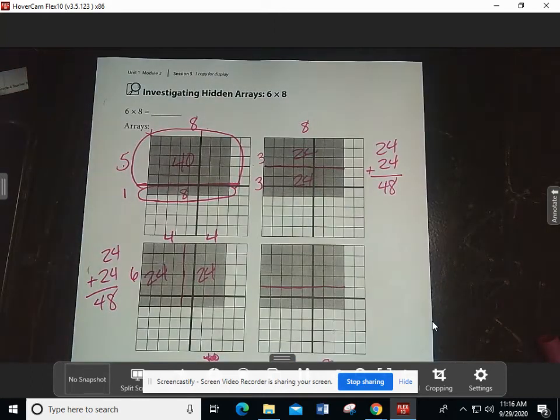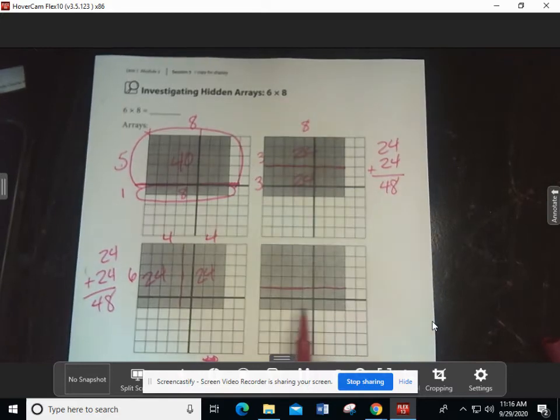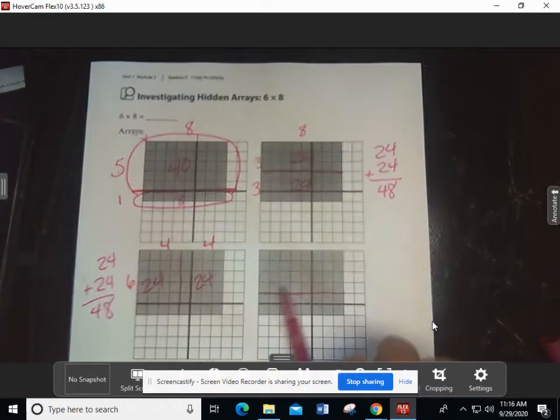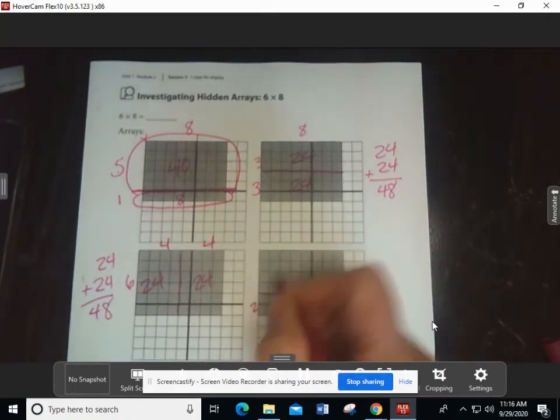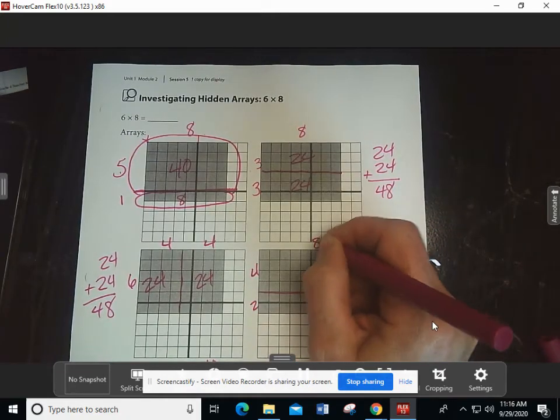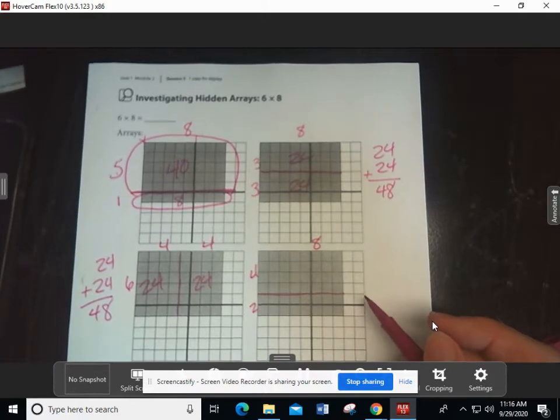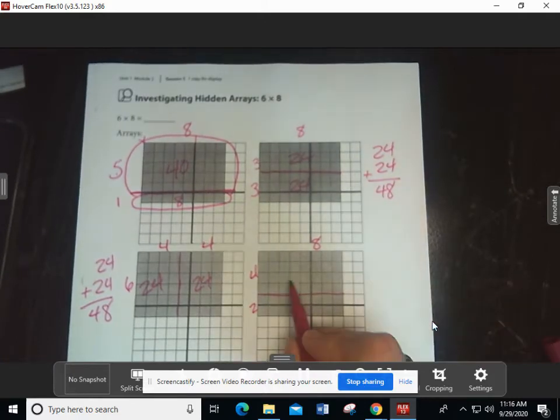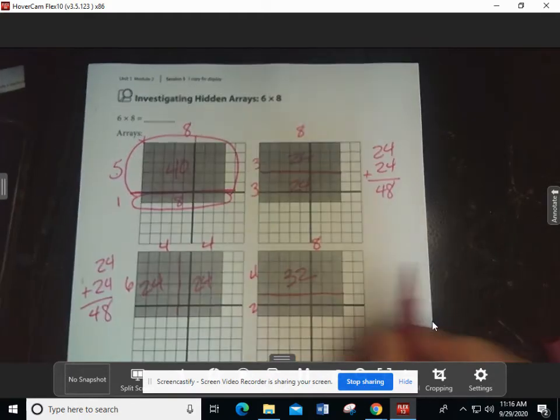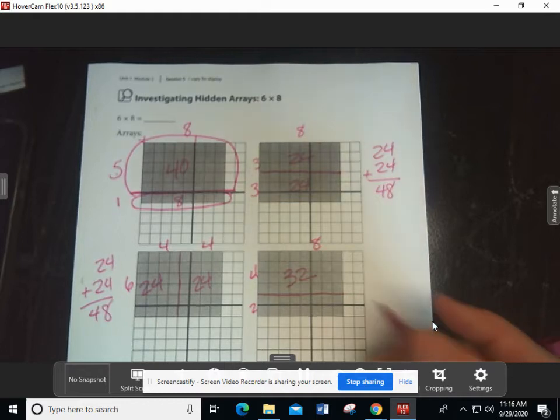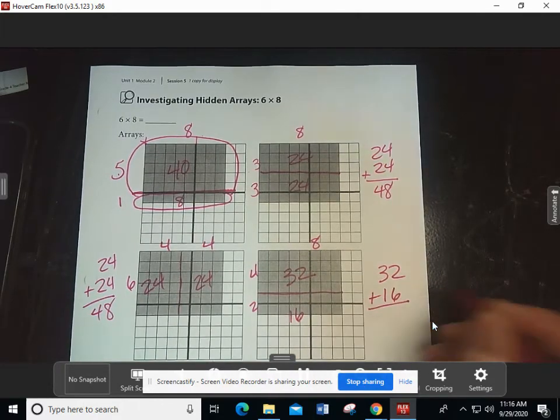Okay, so how did you divide it this time? 2 8s and 4. Okay, so he has a 2, he has a 4, and he has an 8 on top. What is 4 times 8? 32. What is 2 times 8? 16. 32 plus 16. Again, it's 48.